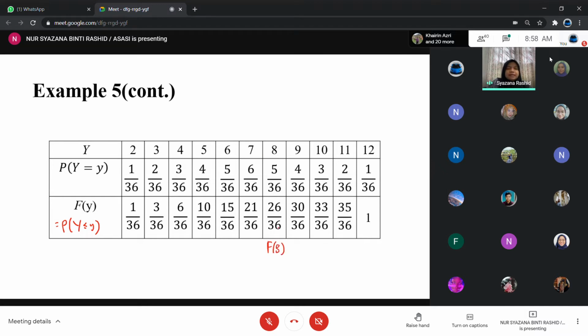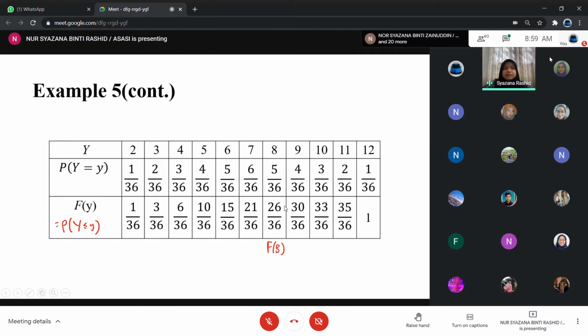Meaning at most 8, at most, the sum of the faces of the 2 numbers, at most 8. At most 8 is this, 26 over 36. The cumulative probability is the probability of at most. Probability of at most 8 is 26 over 36. Probability of at most 9 is 30 over 36.